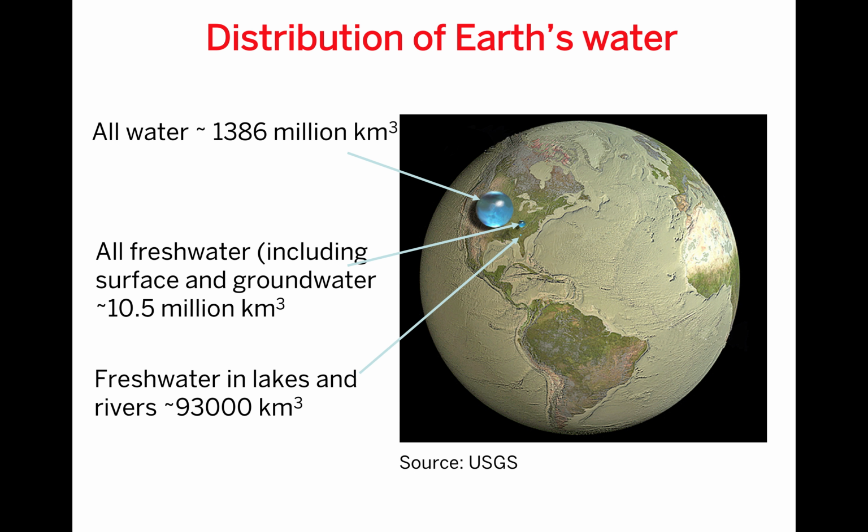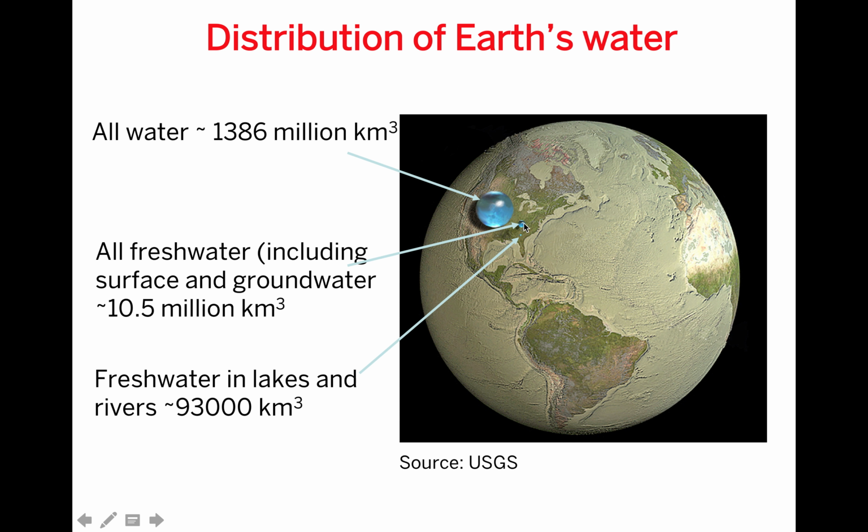So if you took all of the water in and above the Earth, in the atmosphere, and you put it together, this marble-sized blue marble that you see here would be all of the water. Now, if you took only the fresh water that included surface and groundwater, and put it all together, this middle-sized small blue dot would be how much all of that water would be.